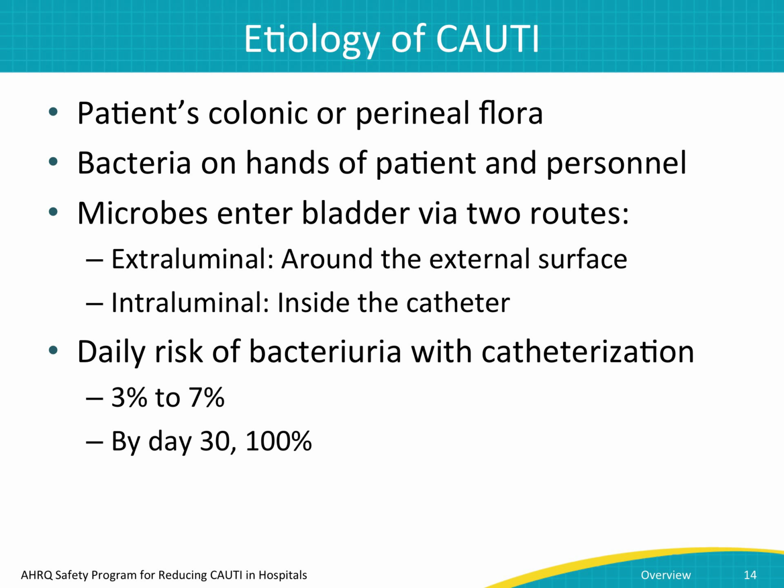Understanding how CAUTIs develop can help with educating fellow staff members. CAUTIs develop from a patient's colonic or perineal flora, generally because of bacteria on the hands of the patient and medical personnel. Harmful microbes enter the bladder via two routes: extraluminal, around the external surface, or intraluminal, inside the catheter. The daily risk of bacteriuria with catheterization is estimated between 3% and 7%. By day 30 with the catheter, the risk is at 100%. Obviously, the best way to prevent CAUTIs is not to insert a urinary catheter in the first place. But as discussed earlier, there are cases of ICU patients whose conditions require a continued need for a urinary catheter.